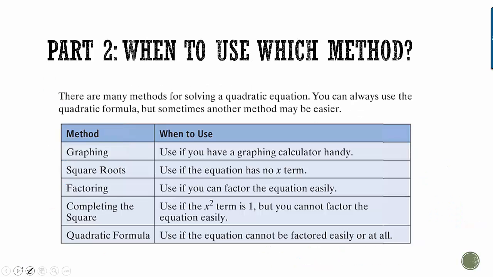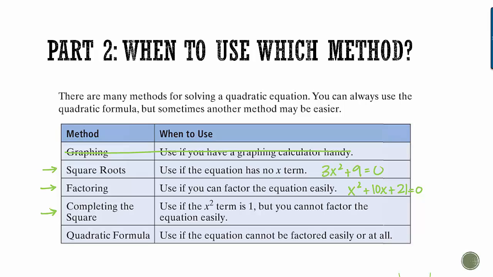So there are tons of methods that we learned. Graphing we haven't done yet, but square roots you can only use if it doesn't have an x term. So something like 3x squared plus 9 equals 0, we could take the square root of it. Factoring, I would only use if you can factor it easily. Like if you had something like x squared plus 10x plus 21. Add to make 10, multiply to make 21, it'd be 7 and 3, it'd be really easy.